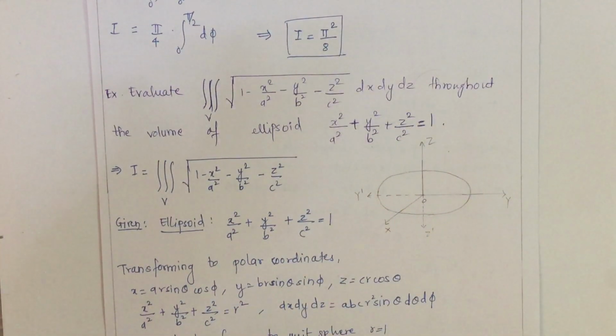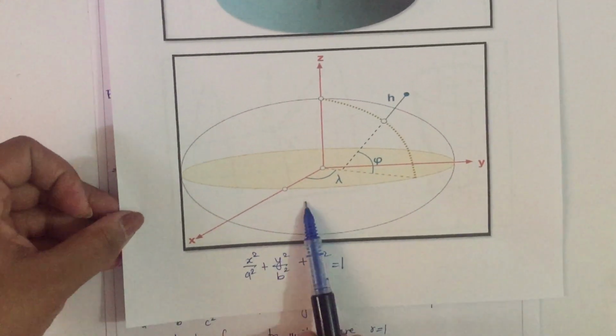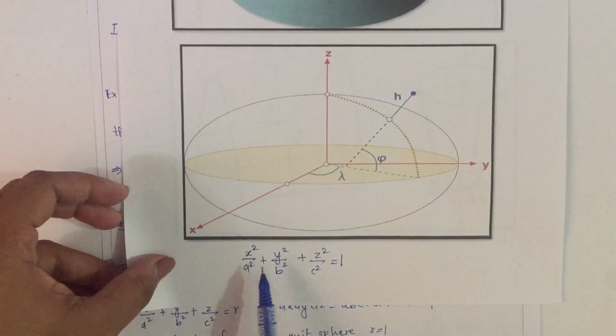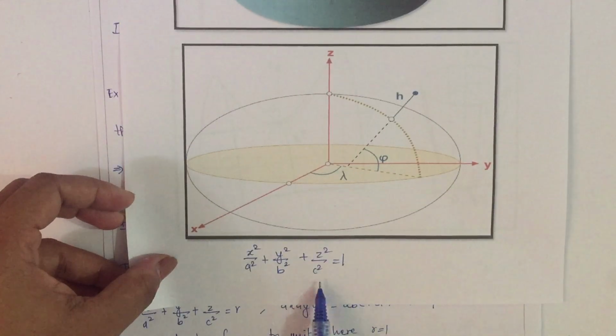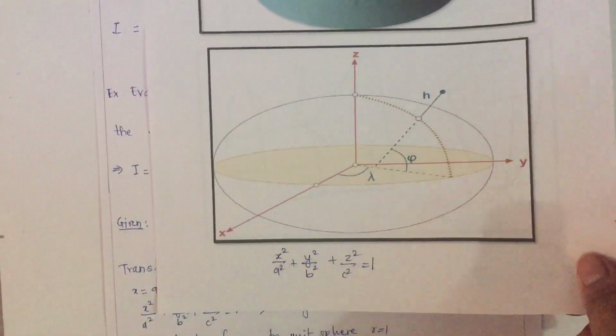We know what an ellipsoid is. This is the diagram of an ellipsoid. It is given by the equation x square upon a square plus y square upon b square plus z square upon c square equal to 1. In 3 dimensions, an ellipse is known as an ellipsoid.